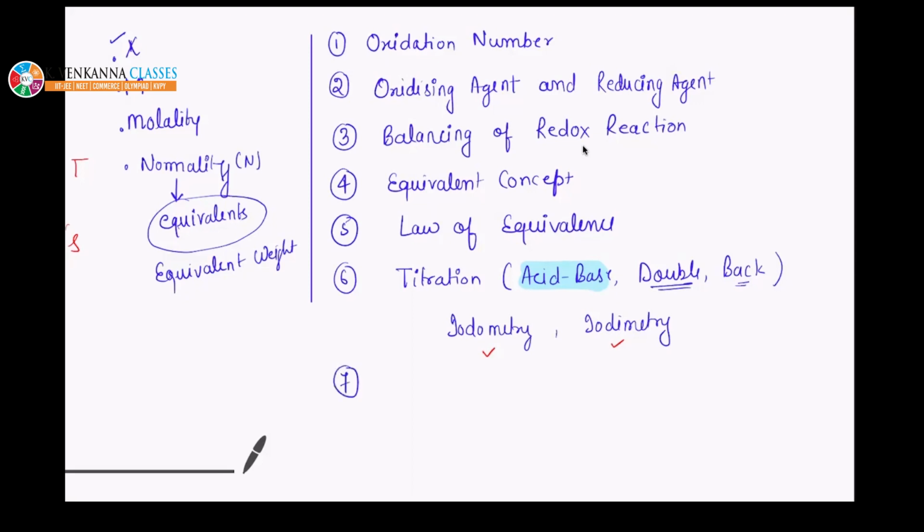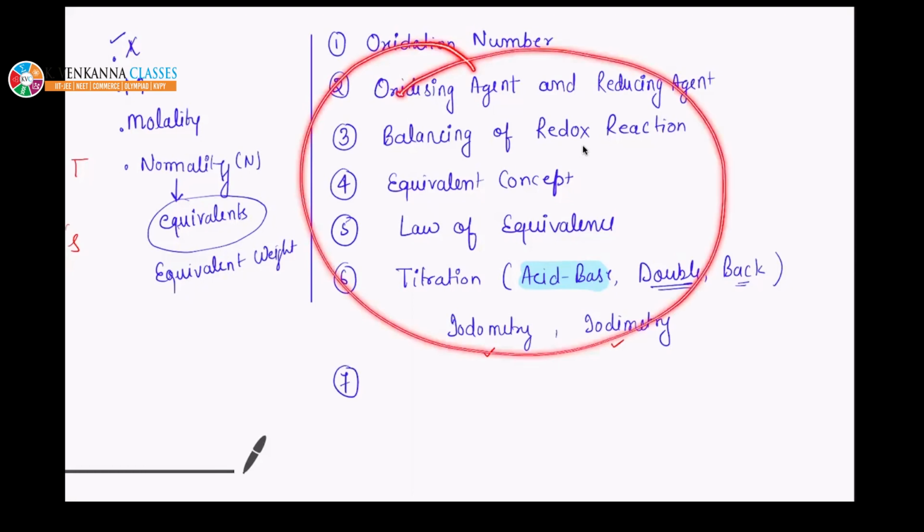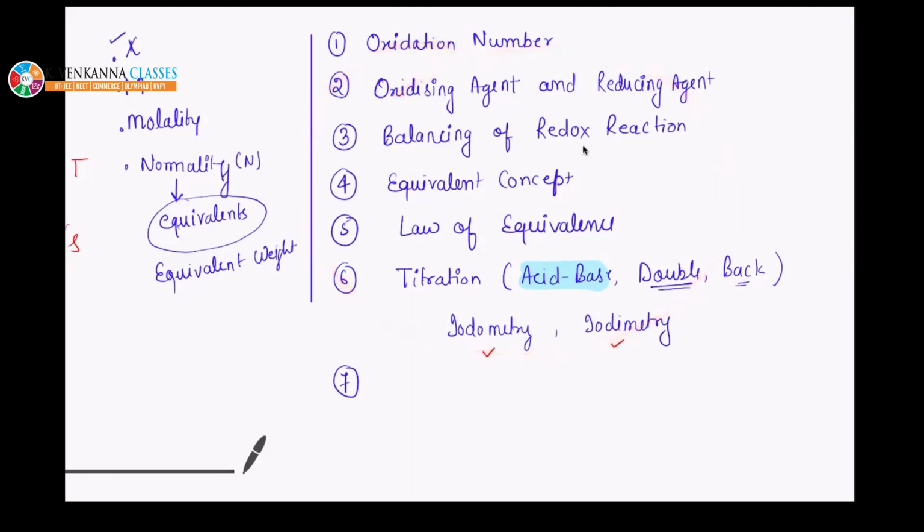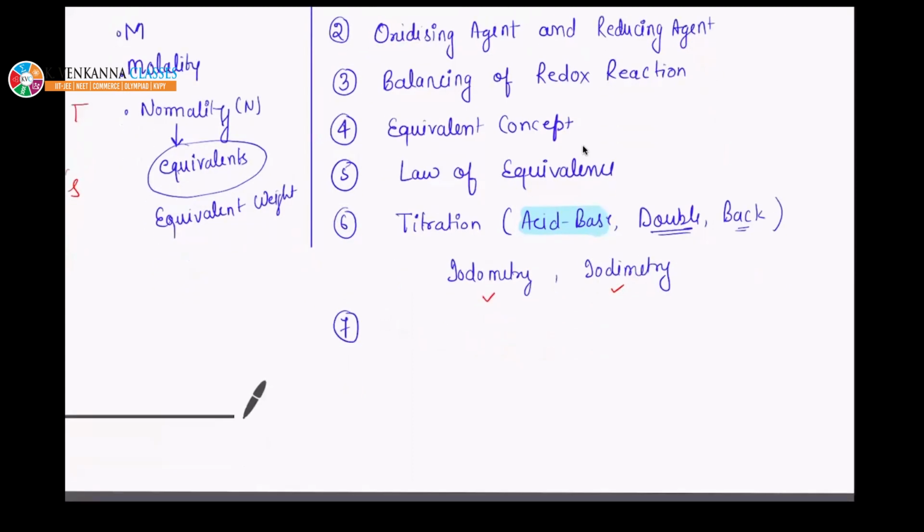Then seventh, if you have learned all this, on the basis of that they are going to ask some other topics like labeling of oleum. We will understand what oleum is and what we understand from labeling. Eighth, percentage of chlorine in bleaching powder.